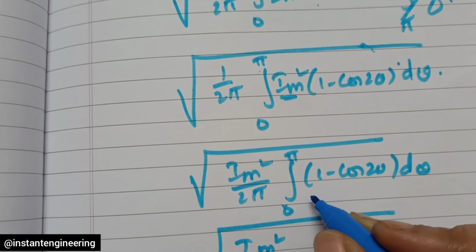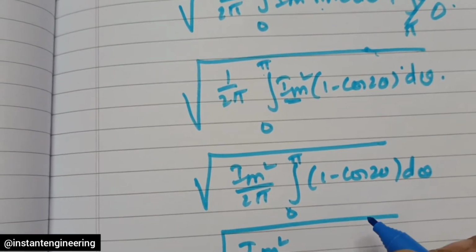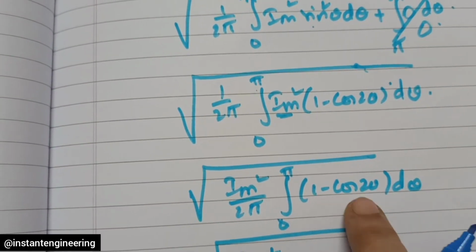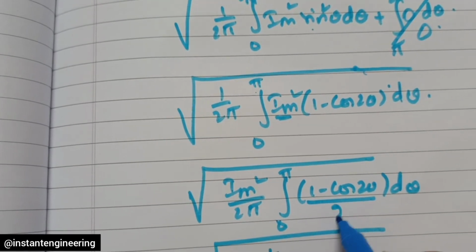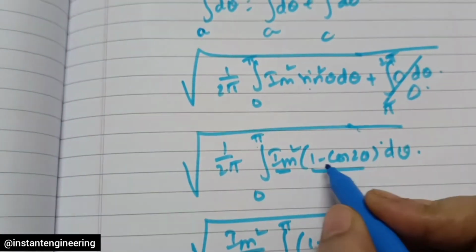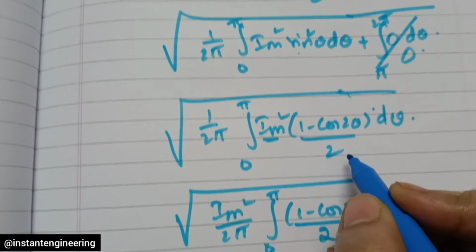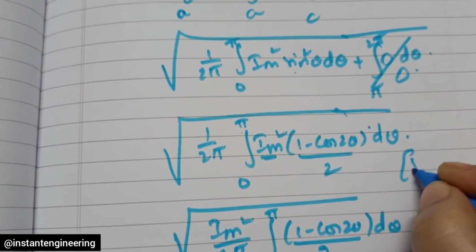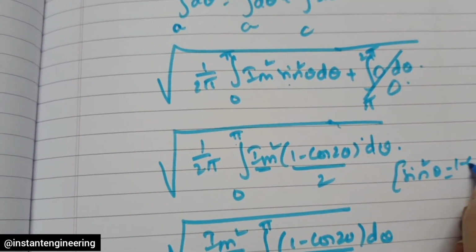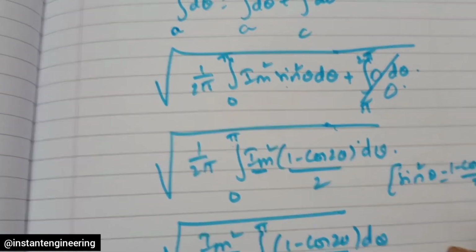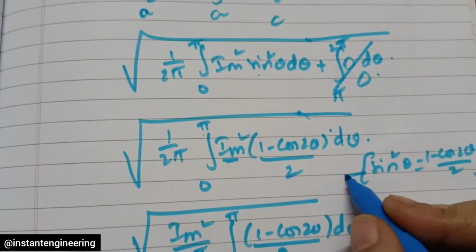Alright, here it will be 1 minus cos 2 theta by 2. Sin square theta will be 1 minus cos 2 theta by 2. Okay, this is the formula. Just write one more time: sin square theta is equal to 1 minus cos 2 theta by 2. This is the formula. Okay, we are substituting that over here.